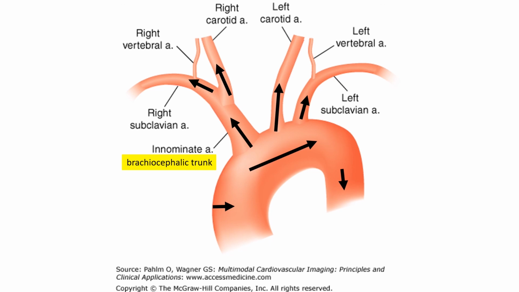On the left side, the common carotid artery comes from the arch itself. It does not need a brachiocephalic trunk. Why is that? Because the arch of the aorta is moving to the left, and the same story goes for the subclavian artery on the left side, because the aorta is going to the left, therefore it gives the left subclavian artery.